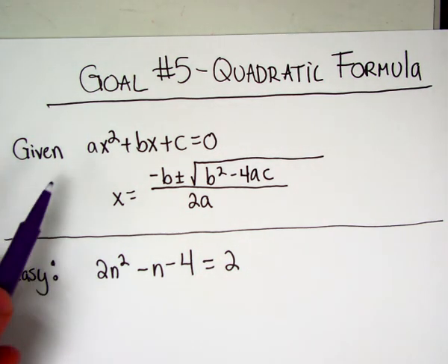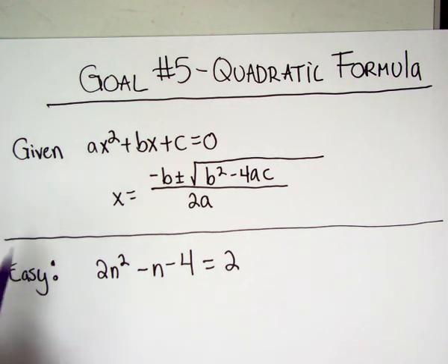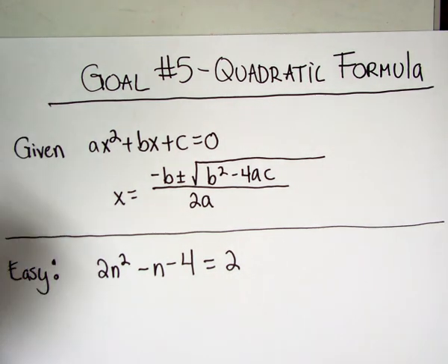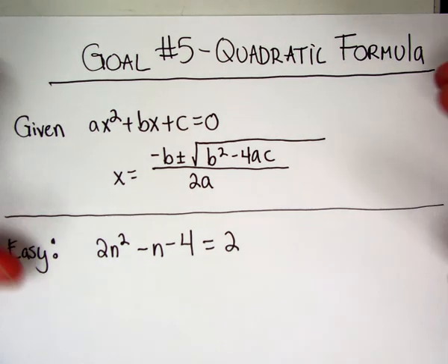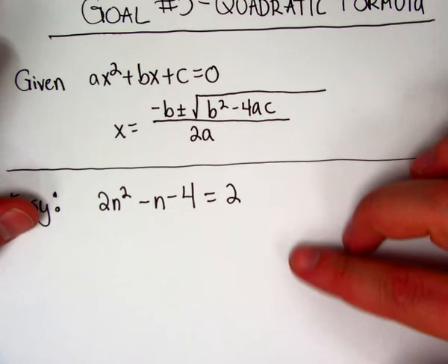Given that it's in standard form, we could say that x is equal to negative b plus or minus the square root of b squared minus 4ac all over 2a. Some people use mnemonic devices to try to remember it. Remember in class we did ours as pop goes the weasel. So it's x equals negative b plus or minus the square root of b squared minus 4ac all over 2a. So we're going to take this quadratic formula and use it to solve our quadratics.